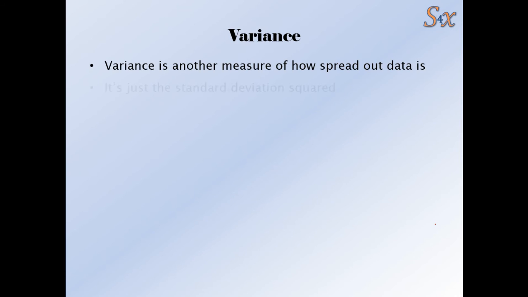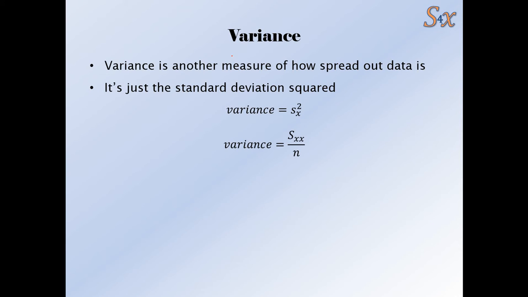Tiny little bit here on variance. It's another measure of how spread out data is, and it's just the standard deviation squared. It's as simple as that. It's just something else you need to know what it means. So what we do is we take Sx, which was the standard deviation, and we square the value. Because the standard deviation formula was Sx is the square root of Sxx over n. If we want the variance, we square that, which gets rid of the square root, which is why the variance formula is that.